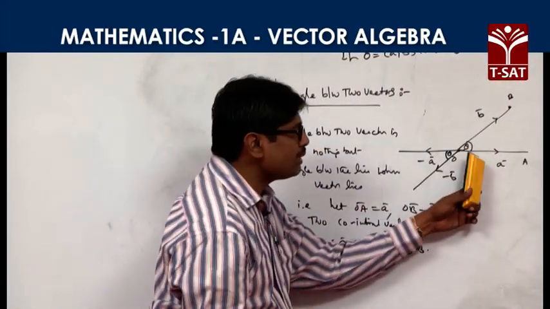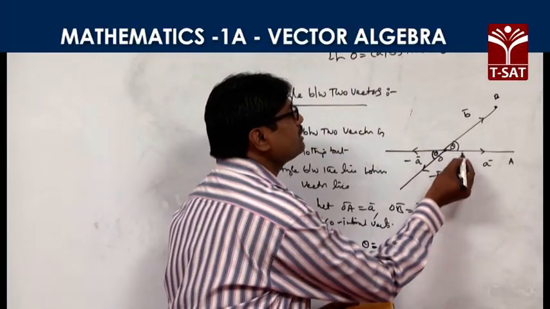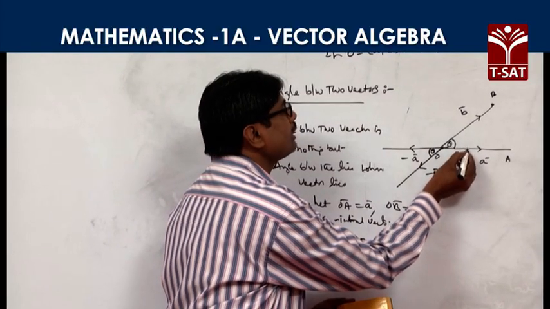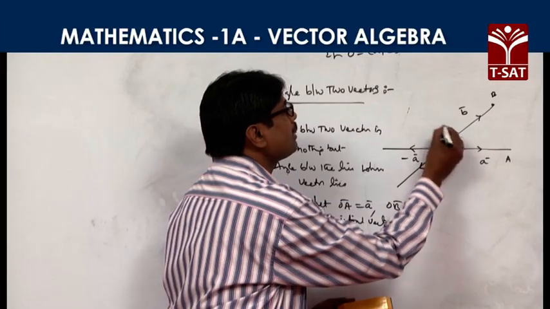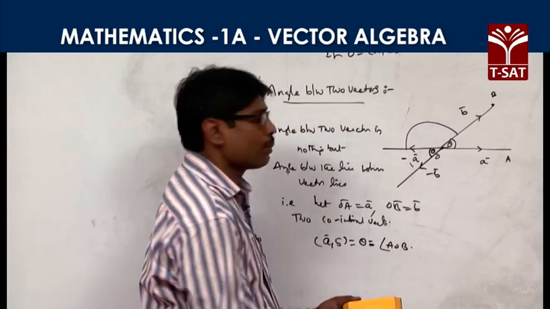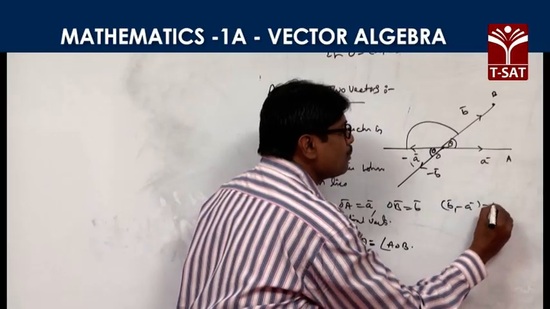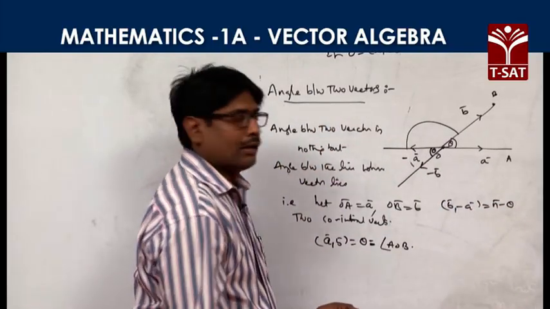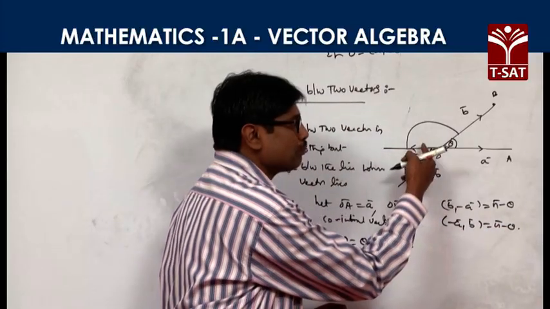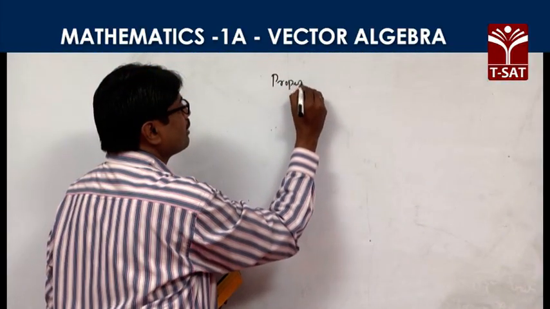If theta is the angle between A bar and B bar, then theta is also equal to the angle between minus A bar and B bar. Then what is the angle between A bar and minus of B bar, or B bar and minus of A bar? The angle between B bar and minus of A bar will be equal to pi minus theta, and the angle between minus A bar and B bar is also pi minus theta, because this is pi subtracted by theta. Properties of angle between the vectors.